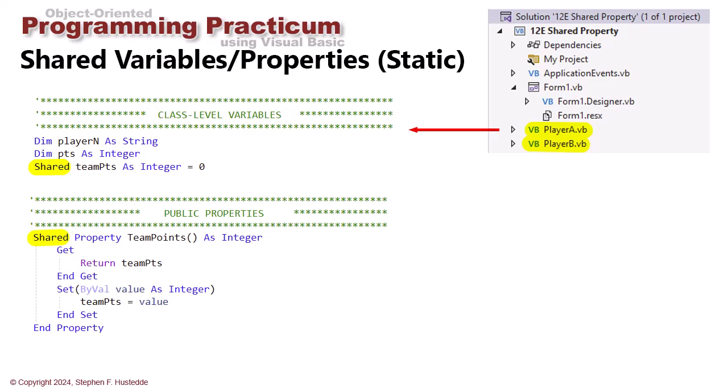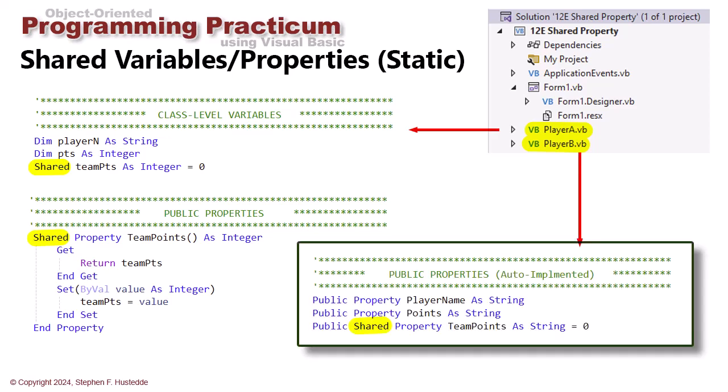So the way this will work is whenever we increase the points for a player, the team points will increase for all of the players. Now I did it a little bit differently for team B, and that was using the auto-implemented properties. Same idea. Here we have public shared property TeamPoints as integer equals 0. So again, that value for team points is shared amongst all the instances of player B.